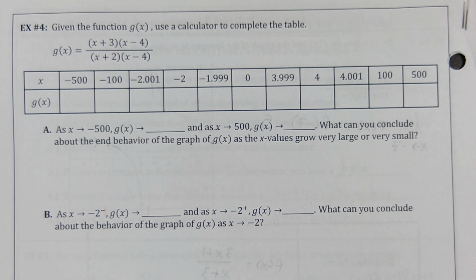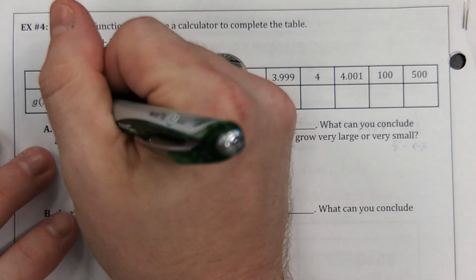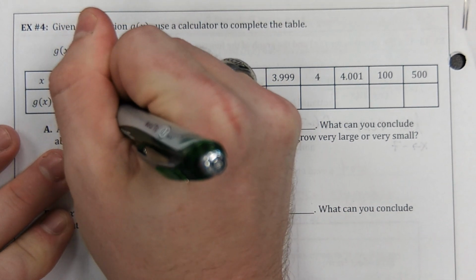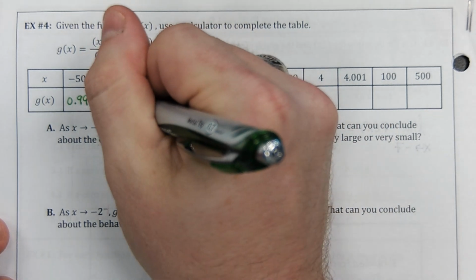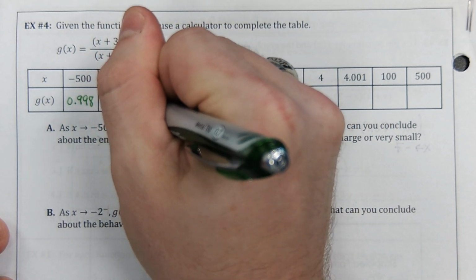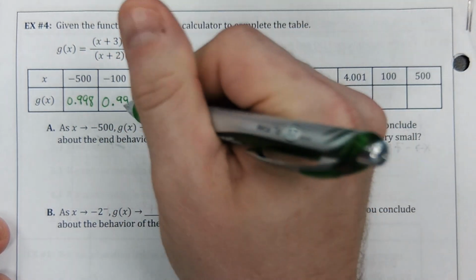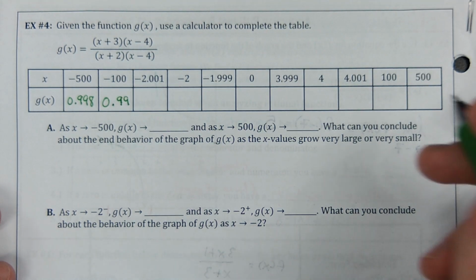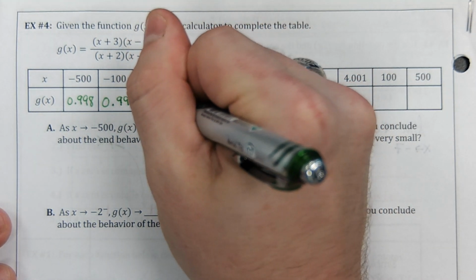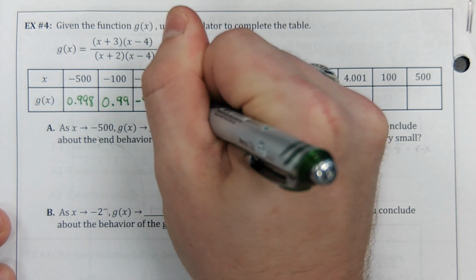Okay. Here's what we would get. 0.998, 0.99, negative 999.